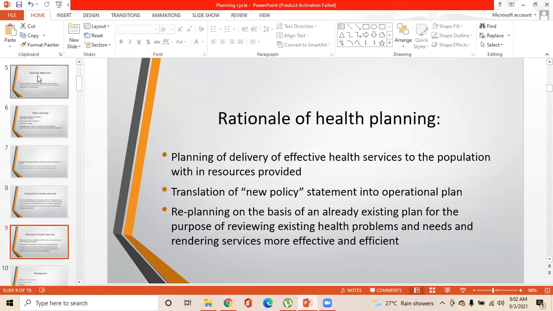Rationale of health planning: planning of delivery of effective health services to the population within resources provided; translation of new policy statements into operational plans; and replanning on the basis of an already existing plan for the purpose of reviewing existing health problems and needs and rendering services more effective and efficient.